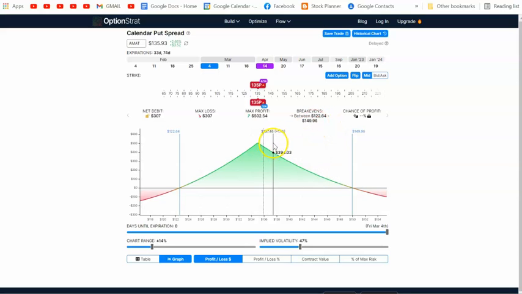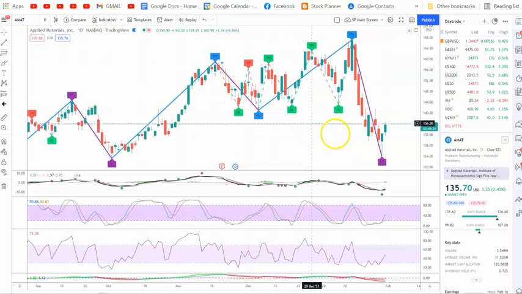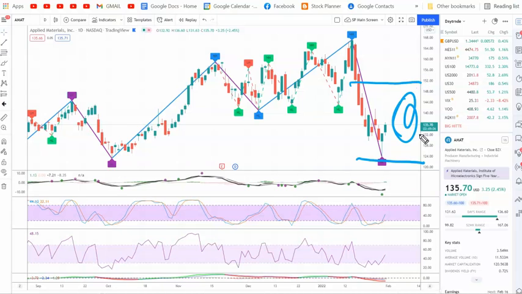So what do you think of that trade? I think AMAT is going to move up, but not too much. I think it's going to play in between here, between now and March 4th, and I'll win something if I can. Let me know what you think of this trade in the description below or comments below.